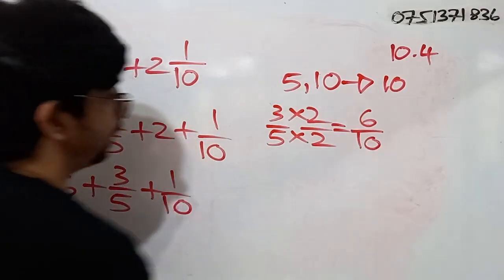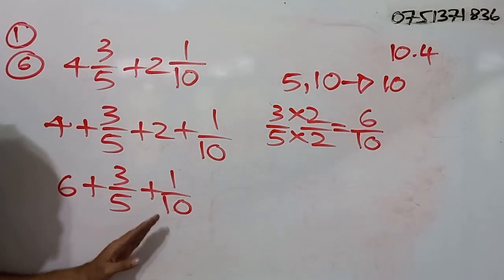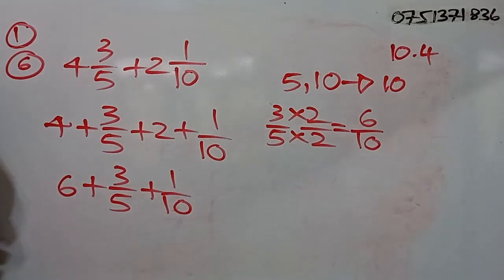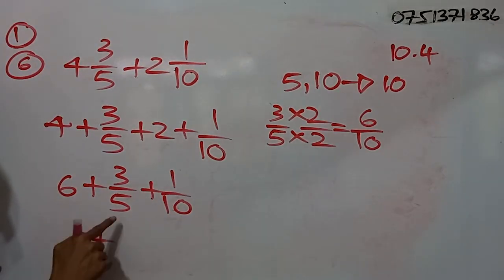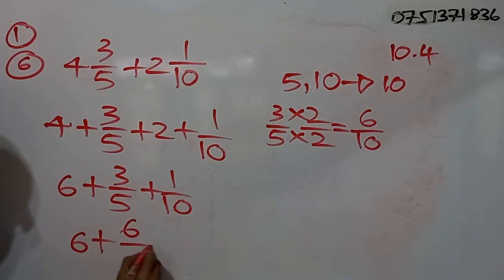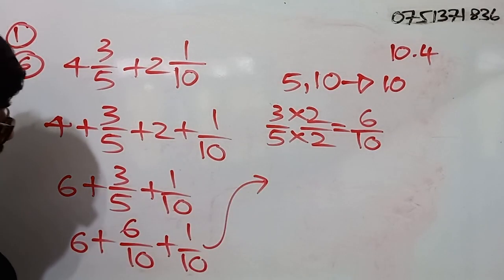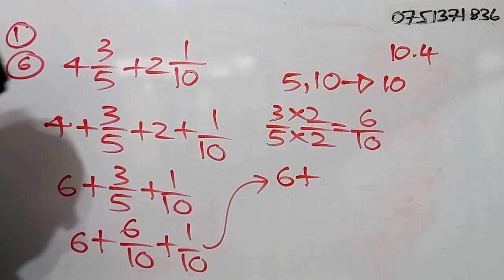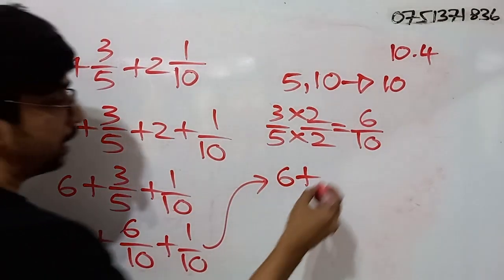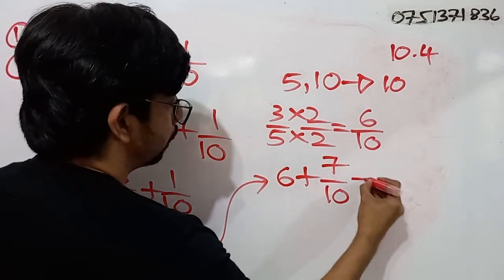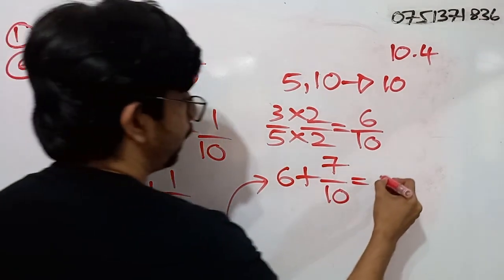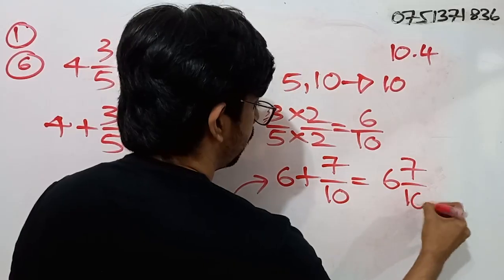So this becomes what? 6 by 10. Okay, if we consider 1 by 10, we don't have to do any conversions, right? So 6 plus, instead of 3 by 5, I can write 6 by 10 plus 1 by 10. So now I will continue over this side. So 6 plus, when I add these two fractions, what will I get? 7 by 10. So when I simplify this, what do I get? 6 and 7 by 10.